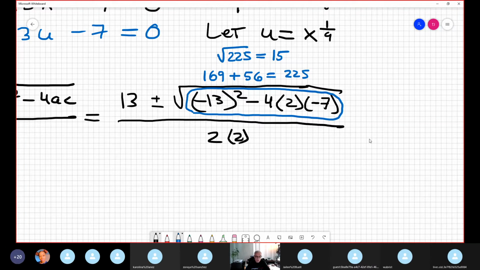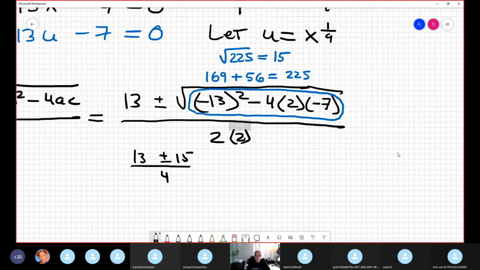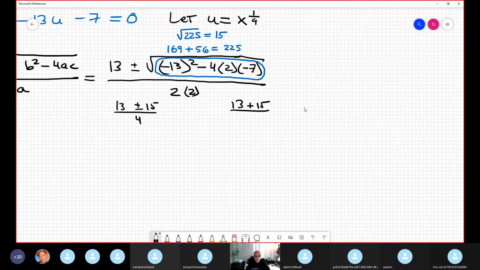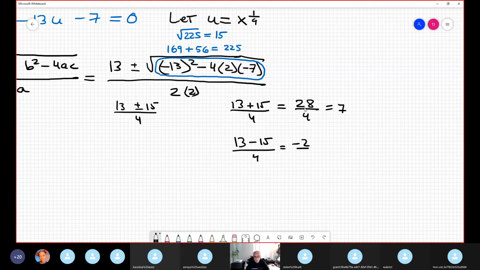Okay, 15, yes. Therefore, I copy now 13 plus or minus 15 divided by 4. And you separate into pieces. 13 plus 15 over 4, and 13 minus 15 over 4. Okay. 13 plus 15 is 28. It's obvious, right? Divided by 4 is 7. Remember, this is not the final answer. This is the intermediate value. It's a u value. And 13 minus 15 is negative 2. Divided by 4, reducing to lowest terms, is negative 1/2.